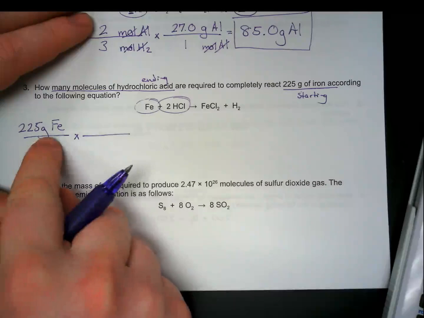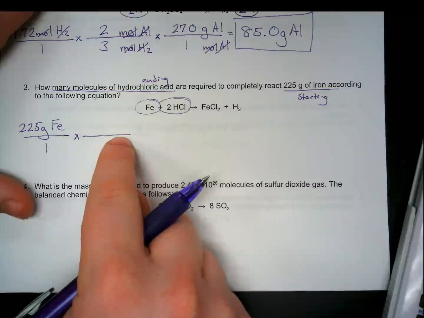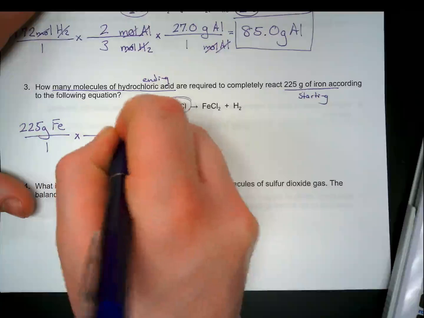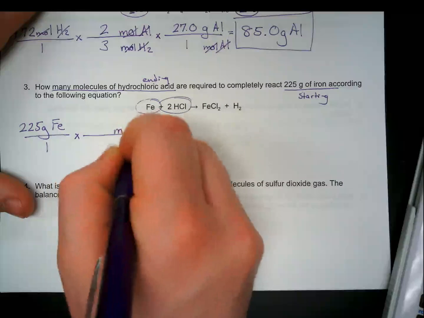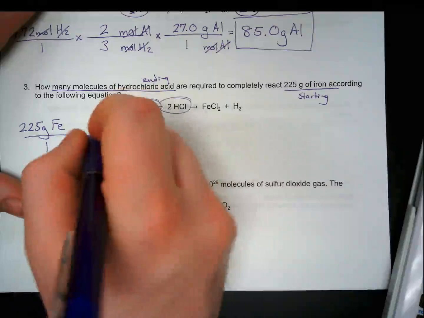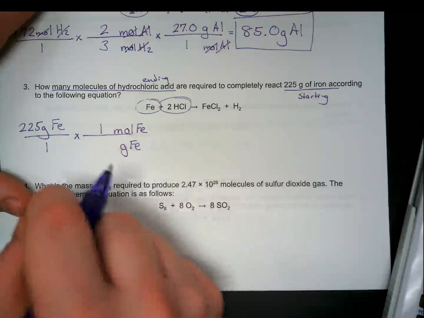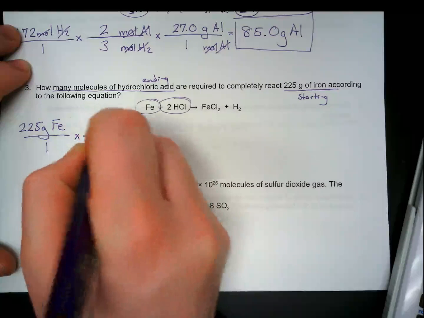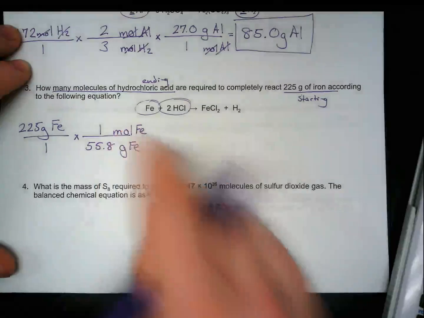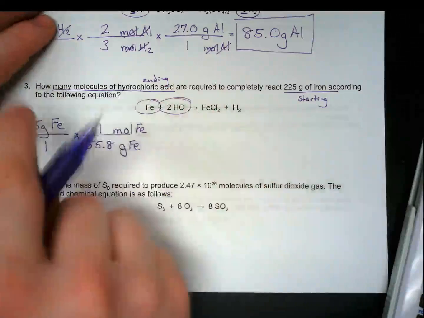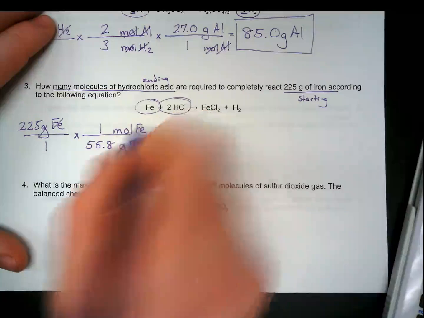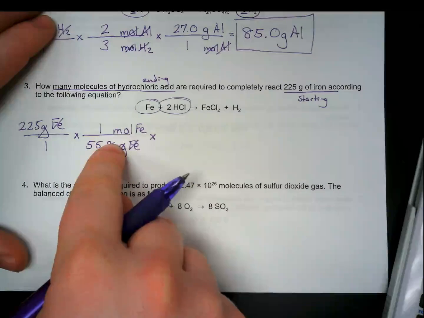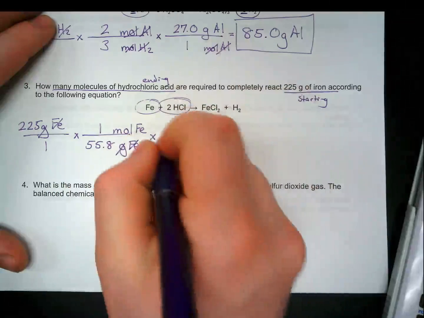So I've got to go from mass of A to moles of A. So here it looks like I've got to do this. I'm going to put my new units up top, my old units on the bottom. And I know this is going to be the molar mass. So in every 1 mole of iron, looking at my periodic table, I'm going to have 55.8 grams of iron for every 1 mole of iron. So this would cancel, and I'd be left with moles of iron. So I went from mass of A to moles of A. Now I've got to go from moles of A to moles of B.